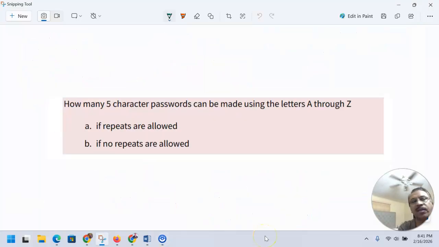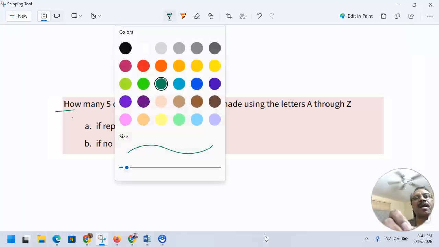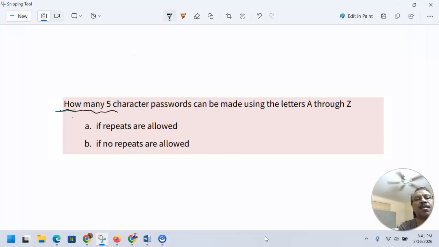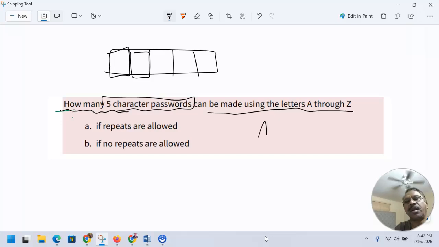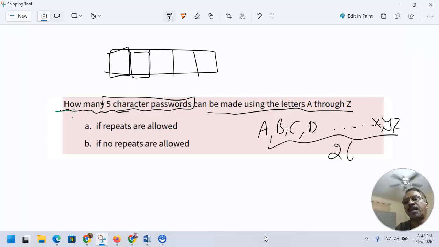The next question is also a beautiful example with alphabets. Now, how many five-character passwords? So you want to create a password which is five characters. So we need to fill first, second, third, fourth. Now, from the letters A to Z, so we know the letters from A to B all the way to X, Y, Z. Altogether there are 26 of them, right?